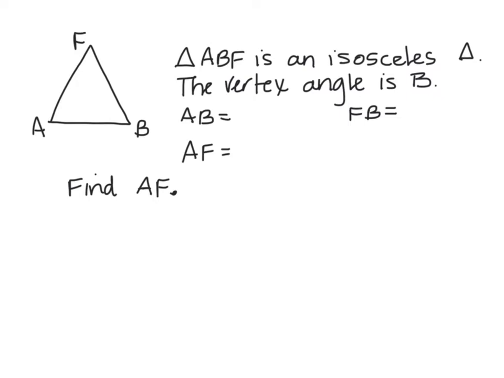Triangle ABF is an isosceles triangle. The vertex angle is B. What does that mean? If this is the vertex angle, it means that it's the top of the triangle, which means this side and this side are congruent. In an isosceles triangle, it also would mean that this angle and this angle are congruent. Let's look at one more problem. So AB is 17x minus 10, FB is negative 3x plus 70, and AF is 10x plus 15. I want to find AF.